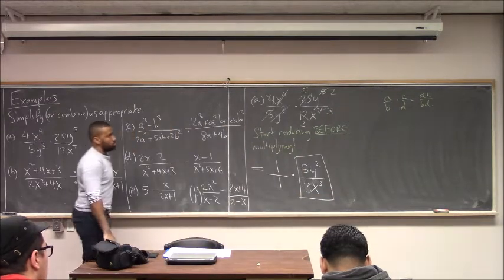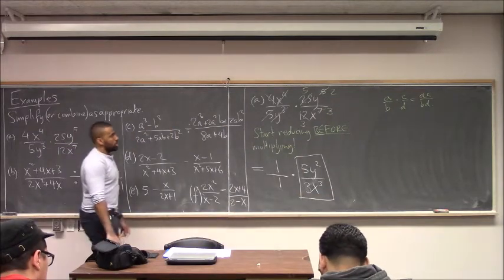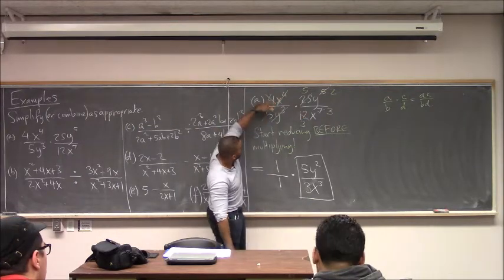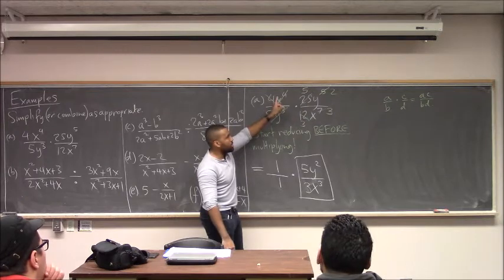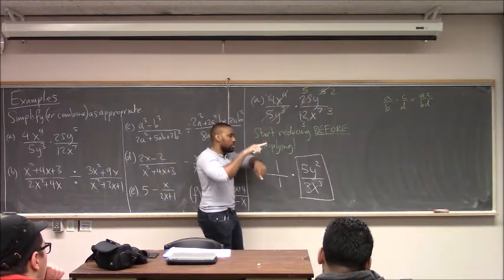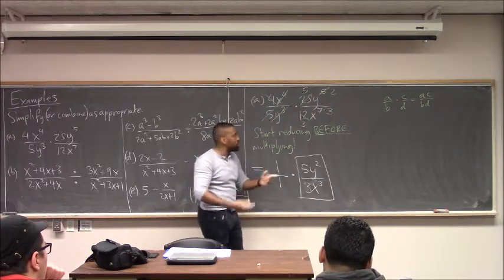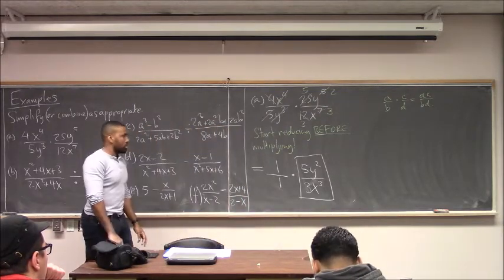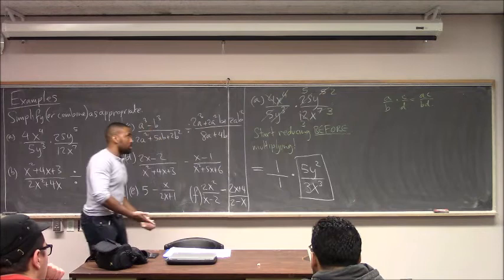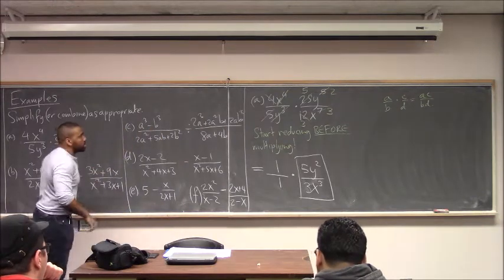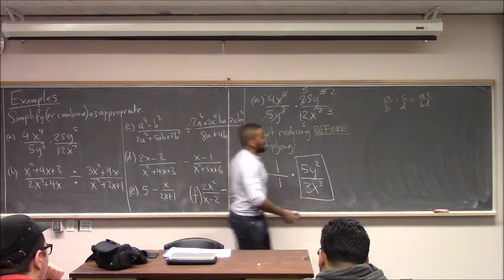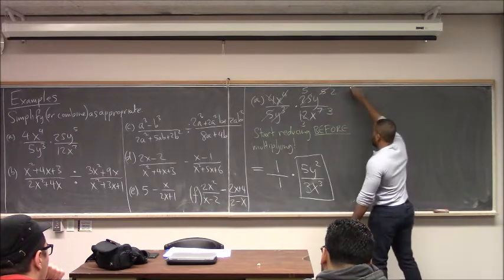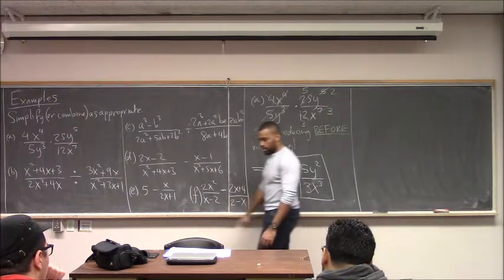As opposed to multiplying the 4 by the 25 to get 100, the 5 by the 12 to get 60, then you have to worry about what goes into 100 and 60 at the same time. Reducing that would be harder. So the trick with these, if there's a trick, is to start simplifying things before you actually start multiplying across. That's the important takeaway for things like that.